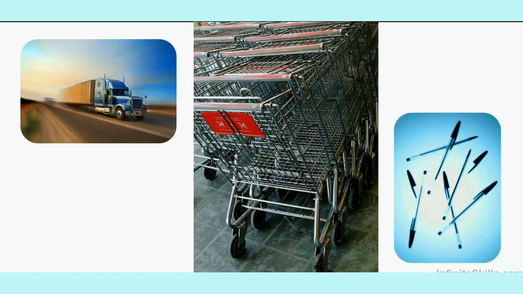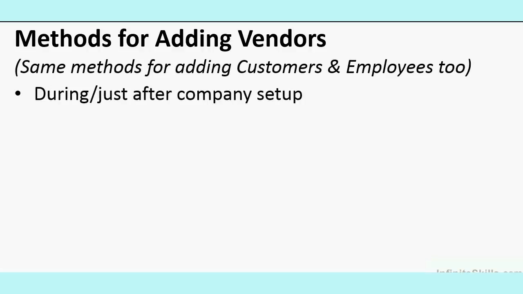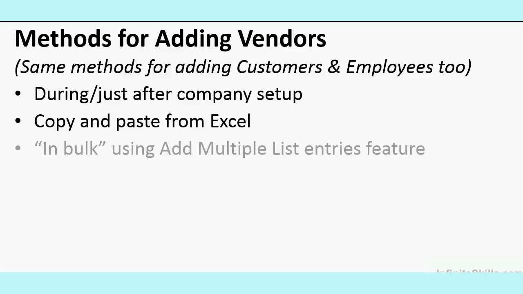The process and even a lot of the actual fields of information we need to create vendors are the same as for customers and even for employees to a point. We are given the option to add vendors as part of the company file setup. That's actually a good time to do it if we have the time at that point. We can copy and paste it from sources like Excel, which we discussed in our chapter on working with lists when we were using the Add Multiple List Entries feature.